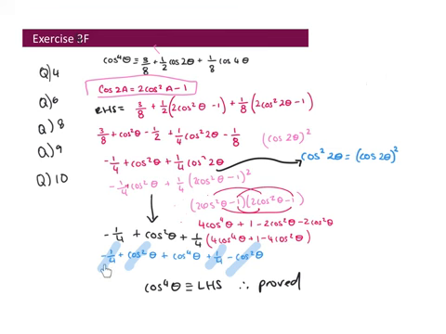Then, lastly, I simplified it. Minus a quarter plus a quarter is 0. Cos squared theta minus cos squared theta is 0. And then I'm left with cos to the power 4 of theta, which equals my left-hand side of the equation. Therefore, proved.